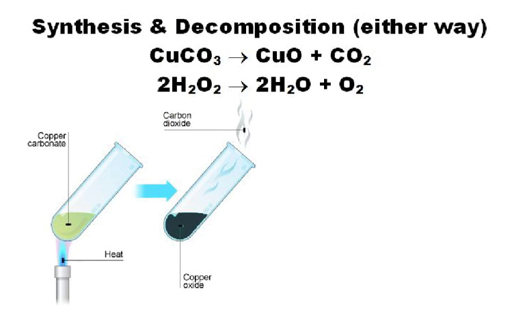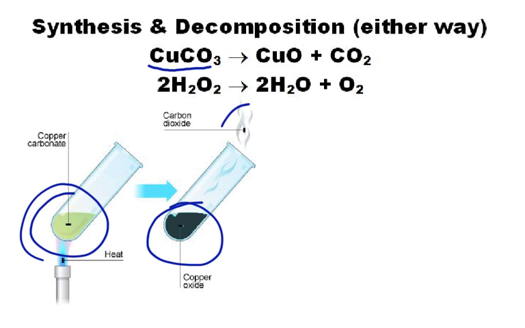Now, when we get to synthesis and decomposition reactions, those could go either way. So in our first example, here's copper carbonate, and that's what we have in the tube, and if you heat it, then it will break down into copper oxide and CO2 gas. Now, if we go through and look at all the numbers, all the charges and oxidation numbers, then nothing has changed. So this is a non-redox reaction.